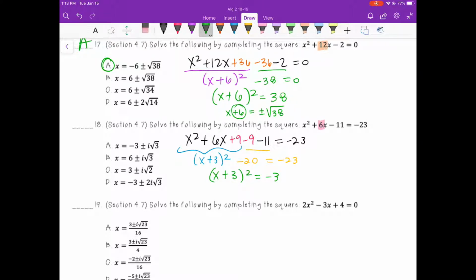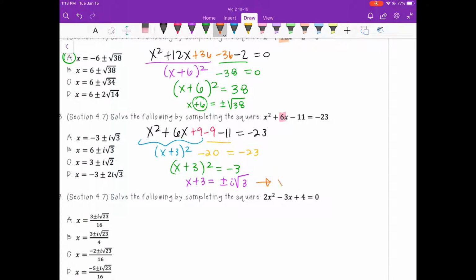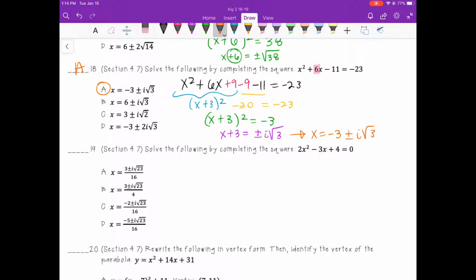Our answer is going to be imaginary, which is fine. Just know that ahead of time. We take the positive and negative square root of both sides. x plus 3 equals plus or minus radical negative 3. But remember, when you take the square root of a negative number, you can immediately pull it out and call it i. So i radical 3. Your last step is to subtract 3 from both sides. So x equals negative 3 plus or minus i root 3. Option A.